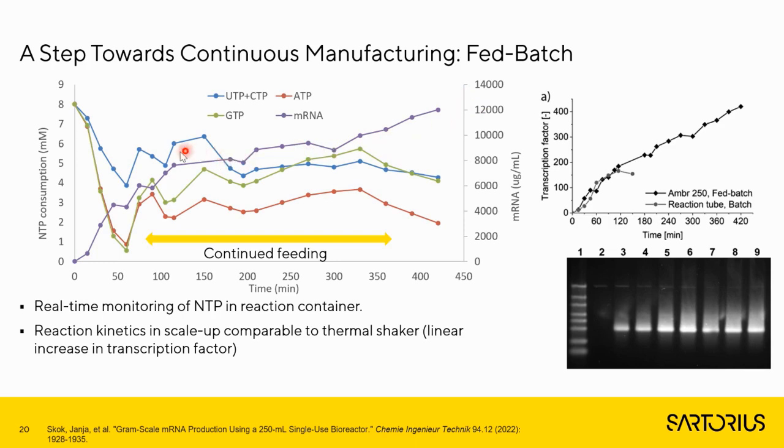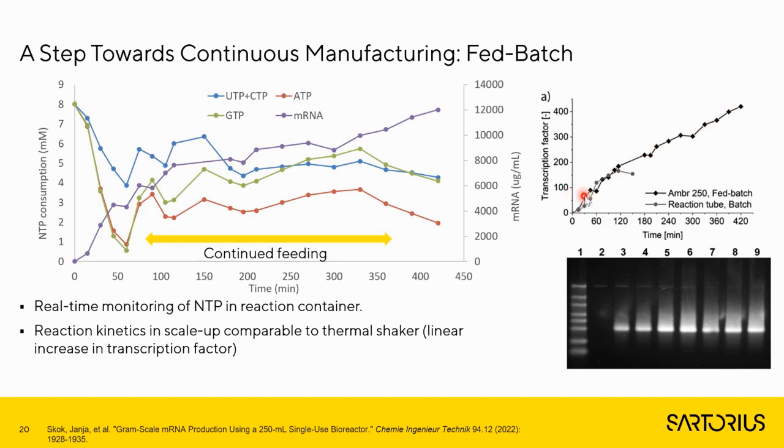It doesn't mean that there was no RNA produced in this intermediate phase, but as we were introducing more and more nucleotides by feeding the reaction, we are of course also increasing the volume of the reaction. So if we just look at what we call transcription factor, meaning how much mRNA mass we produce, we would actually see a constant increase with time.